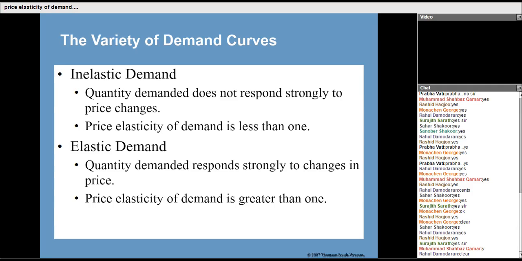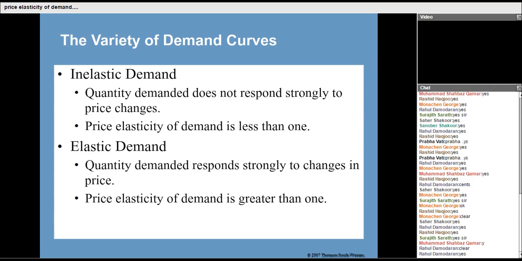It happens even in a monopoly case as well. When the electricity prices go up, no problem, we will pay you more money, please give us electricity. Do you understand what I mean? Clear? That's good. I can see the responses from all of you. That's fine. The quantity demanded does not respond strongly to price change.